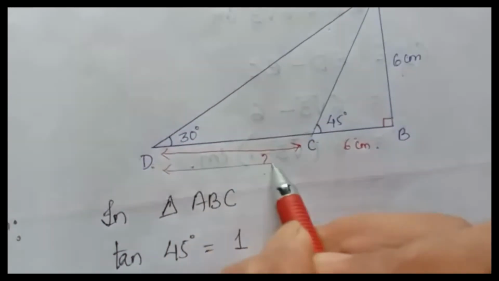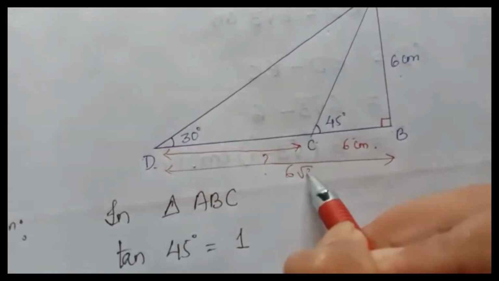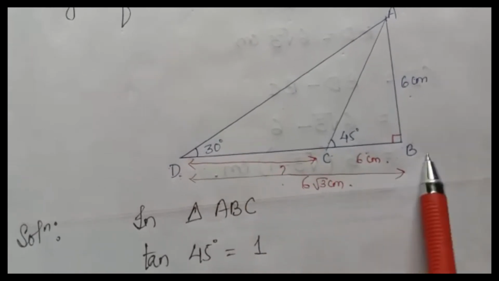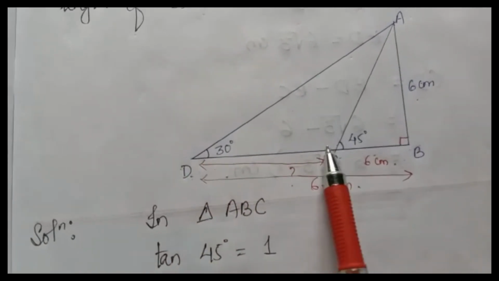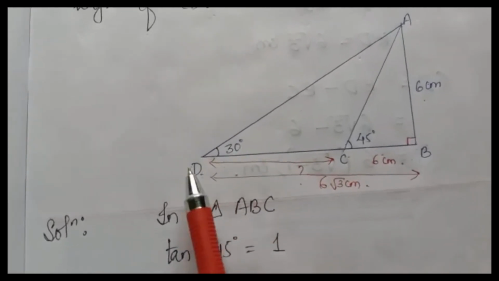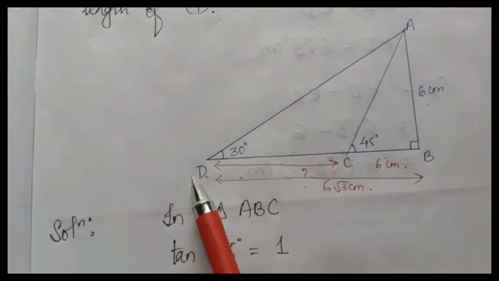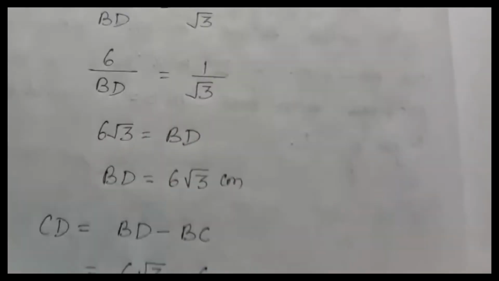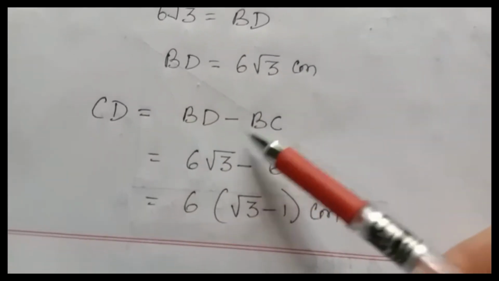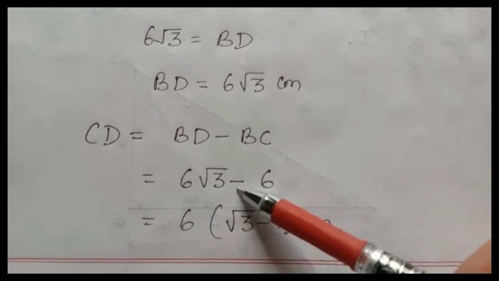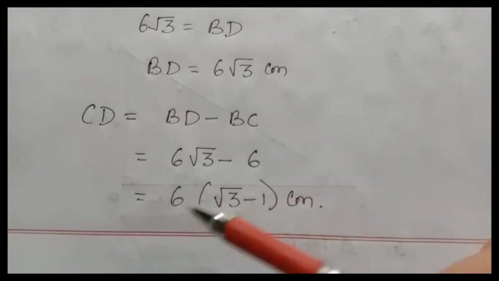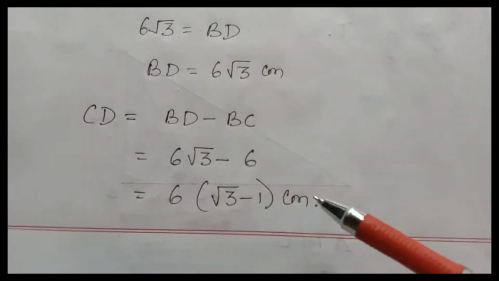Now we got this BD. This total is 6 root 3 centimeters. But you have to find this CD. To find this CD, you have to subtract BC from BD. When you subtract BC from BD, you will get CD. So CD is equal to BD minus BC. You have to subtract 6 from 6 root 3 centimeters. BD is 6 root 3 and BC is 6. Take 6 common, bracket root 3 minus 1 centimeters. So the value of CD is 6(root 3 minus 1) centimeters.